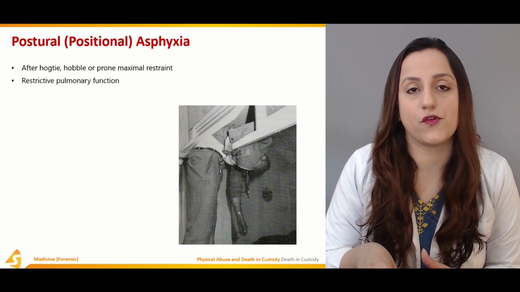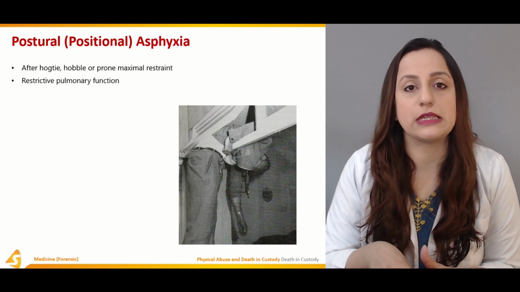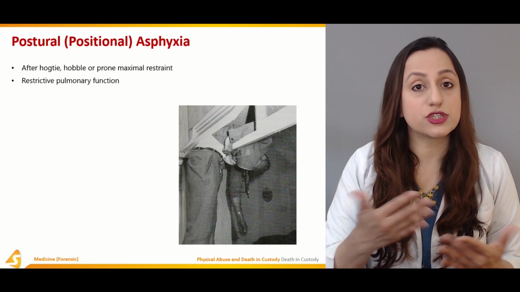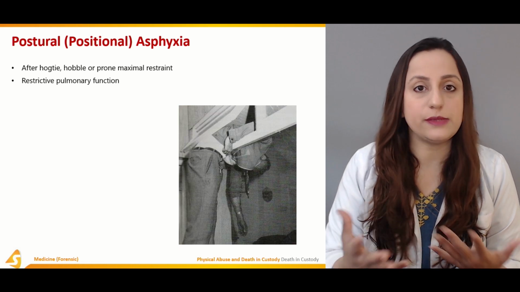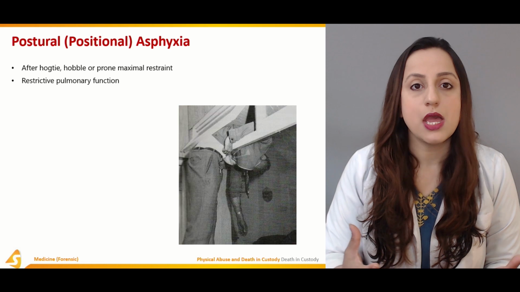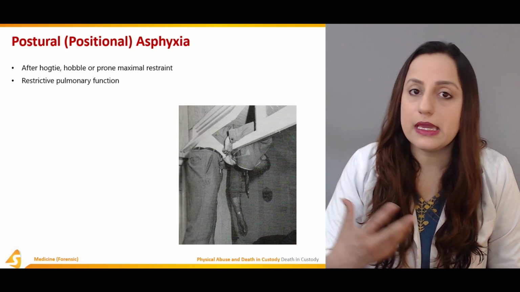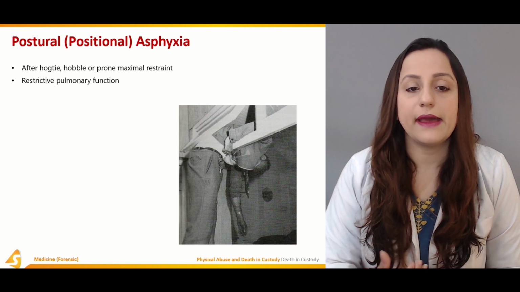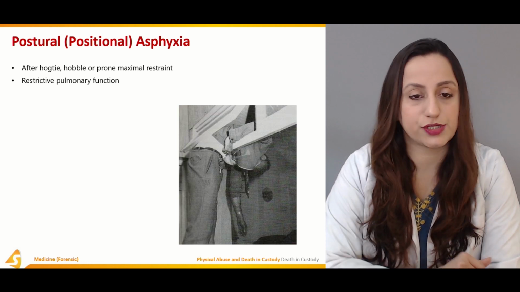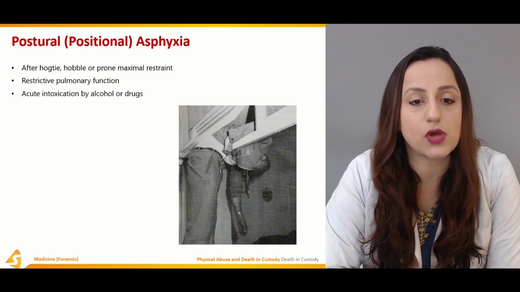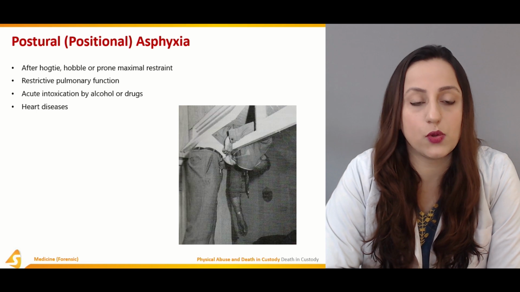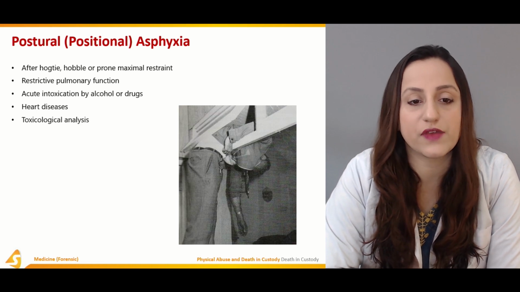In custody, of course, there are different methods for this kind of positional asphyxia. It can be any condition in which the person is unconscious and he or she may lie in a position where he's unable to breathe. That again is going to cause the positional asphyxiating condition, and there is restrictive pulmonary function. So acute intoxication by alcohol or drugs and heart diseases are again going to be one of the causes for this positional asphyxia.